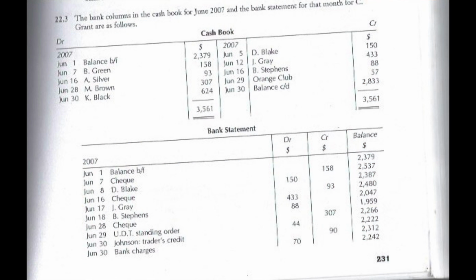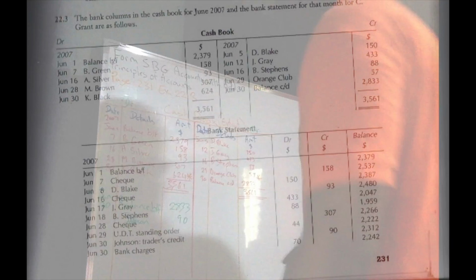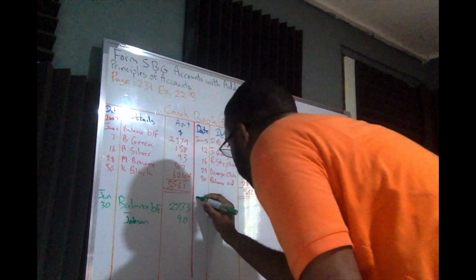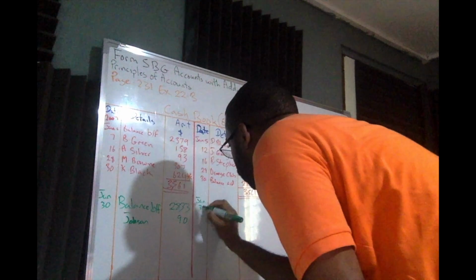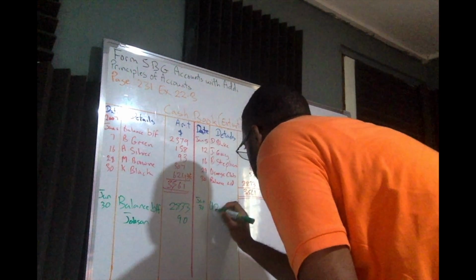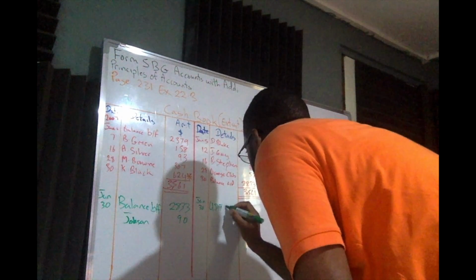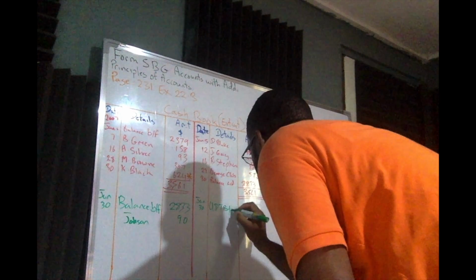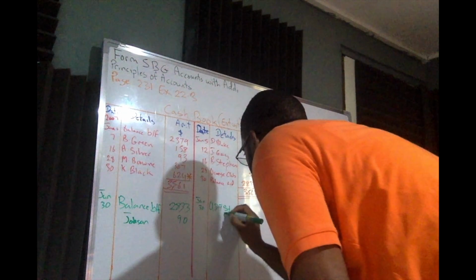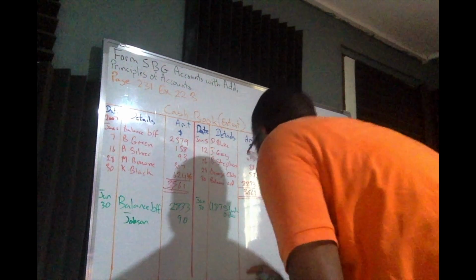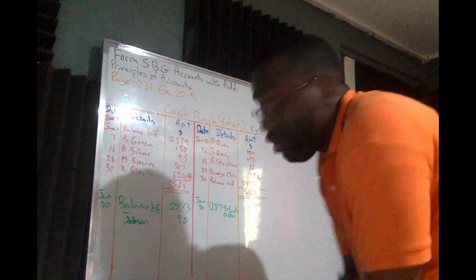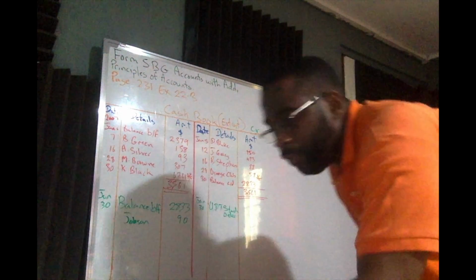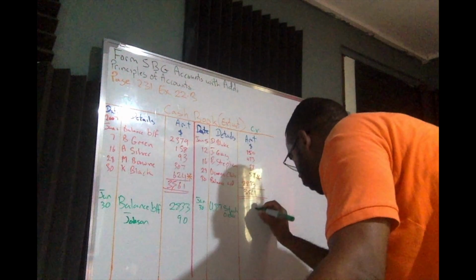Next side now, we have the standing order going to UDT. So for June 30th over here again, UDT standing order. Right? Then after you write standing order, put the figure of $44 over there.